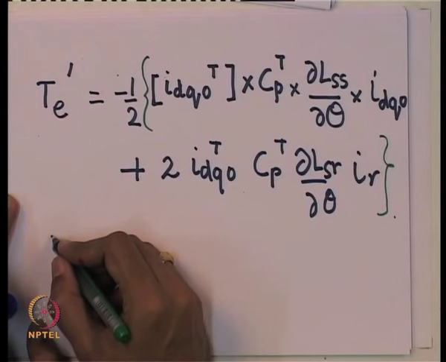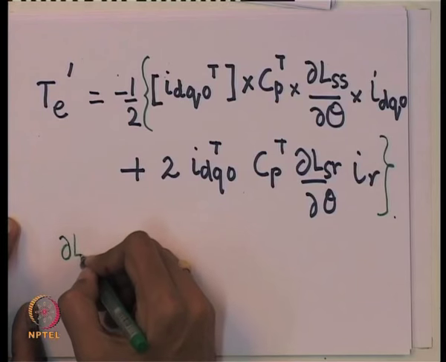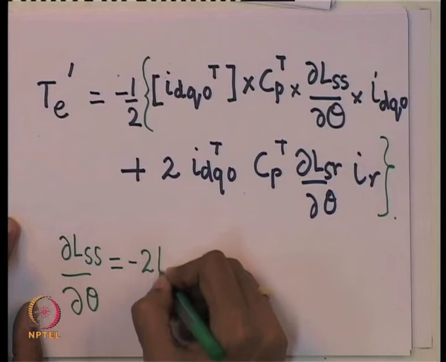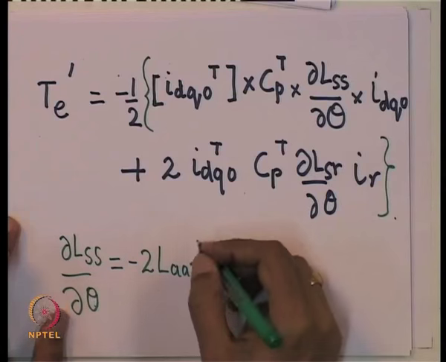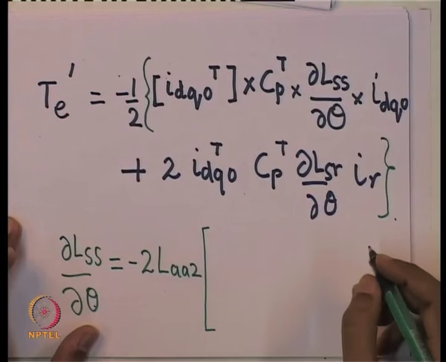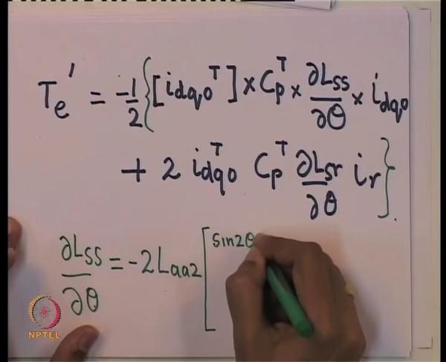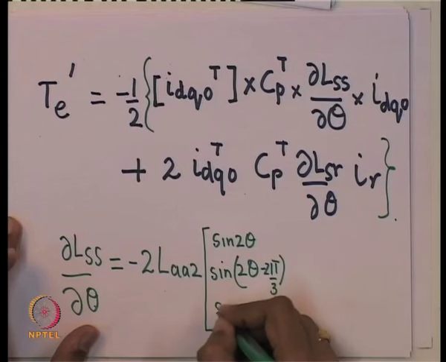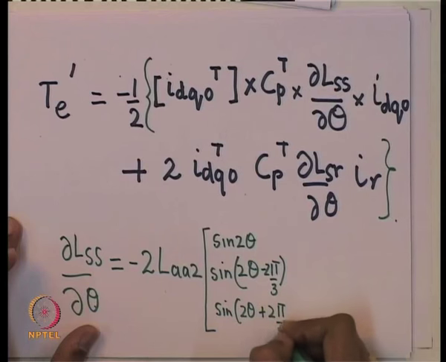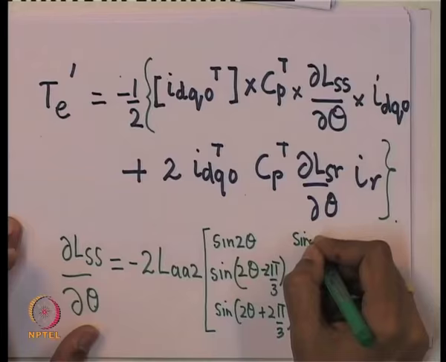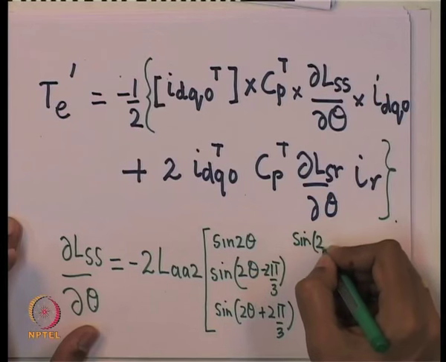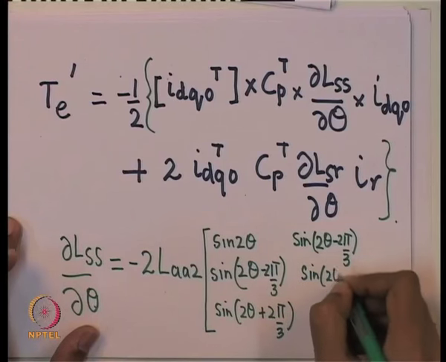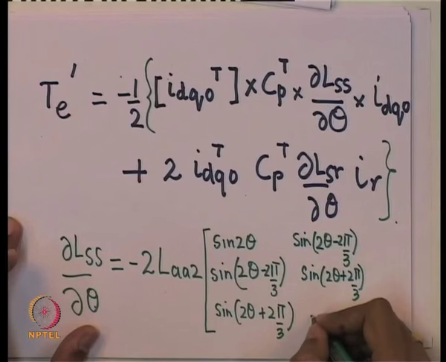You can just work out, we have already, about 2 lectures back, we took out what LSS is actually. So, I will just write down what d LSS by d theta is: nothing but minus of 2 L A A 2, this is the theta varying part, into sine of 2 theta, minus 2 pi by 3, sine of 2 theta plus 2 pi by 3, sine of 2 theta.